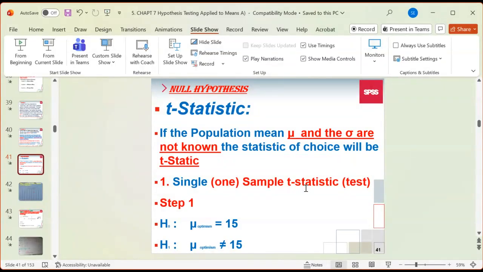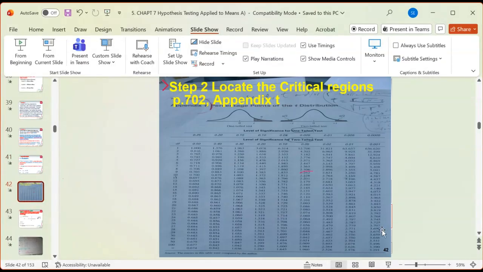Step 2 is find the critical value. We need two things. We need to know if this is one-tail or two-tail. We decided it's two-tail. And then we need to know the DF. DF is n-1. N is 9. We have 9 participants, minus 1 is 8. With that in mind, we go to page 702. And where it says the first column, DF, is 8. And then it says two-tail right there.